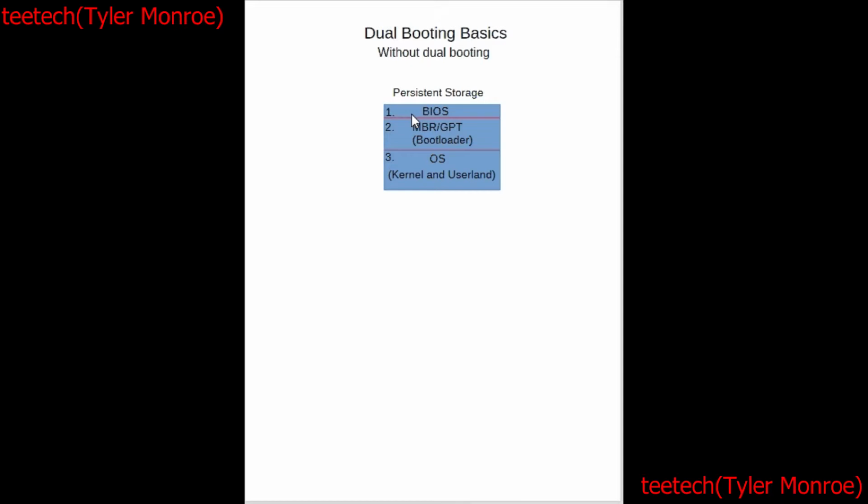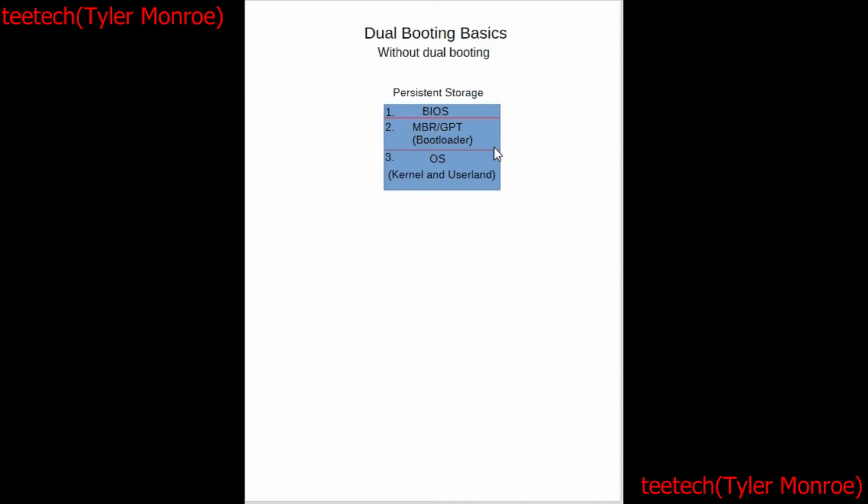And after it does that, it then looks on the hard drive for a specific part of the hard drive called the master boot record. And on newer systems, this is also a GPT type. And essentially, this is our partition table. So that is on our hard drive, and it's the first information on whatever storage we're using.